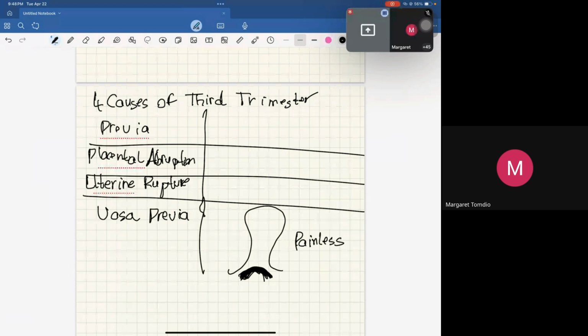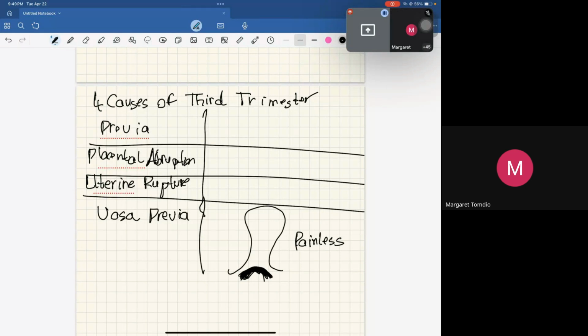I told you about four causes of third trimester bleeding. Two are painful and two are painless. The painful ones are placental abruption and uterine rupture, and the painless ones are placenta previa and vasa previa. So again, how do we differentiate between the previa and the vasa previa? If the painless bleeding is heavy in amount, then it will be a placenta previa. But if the bleeding is minuscule or very less in amount, then the condition would be known as a vasa previa.